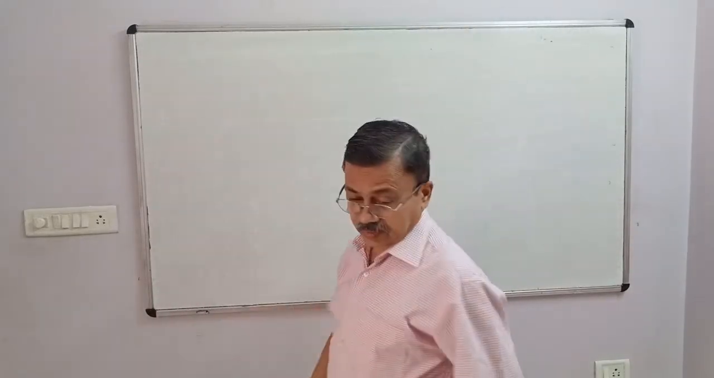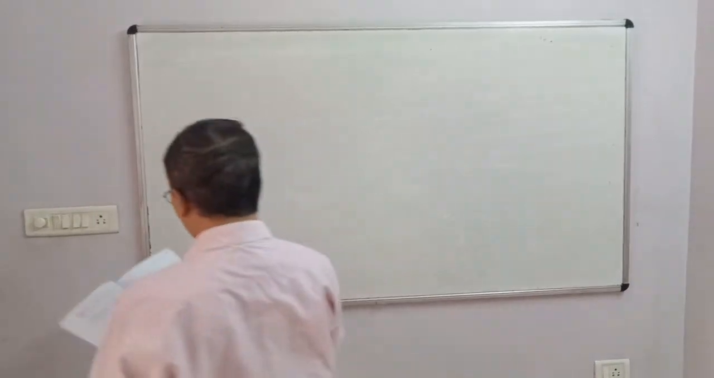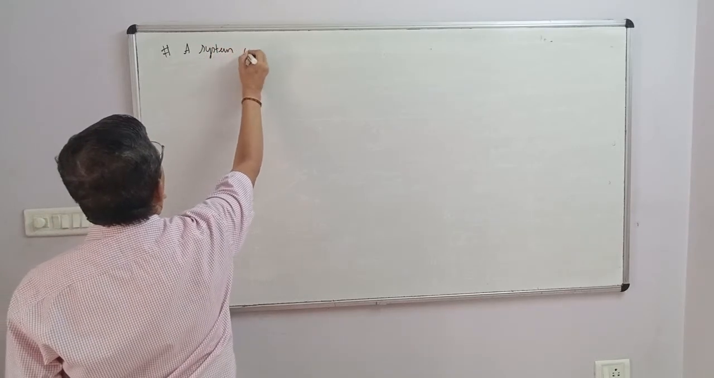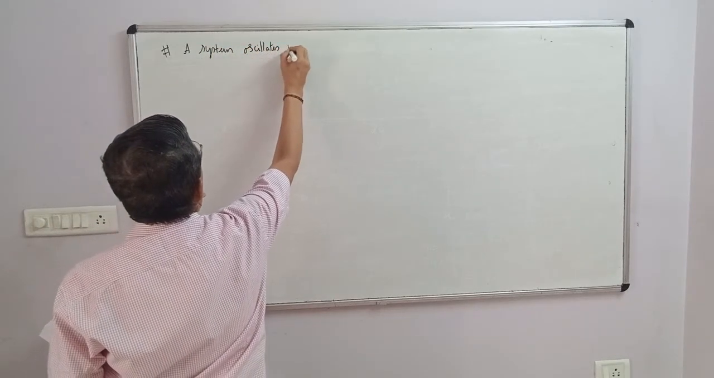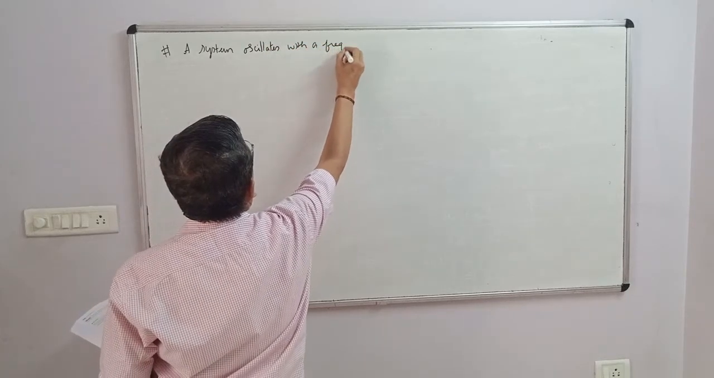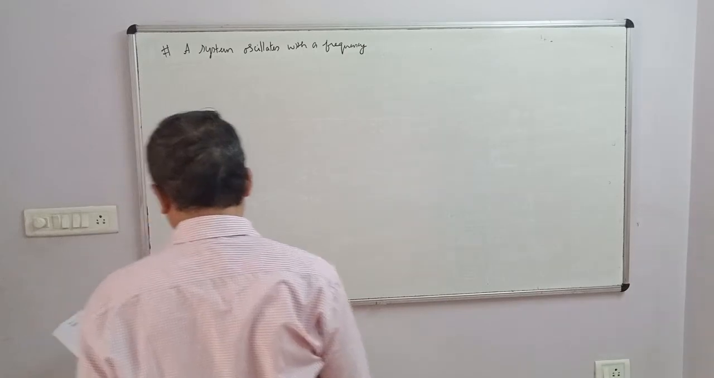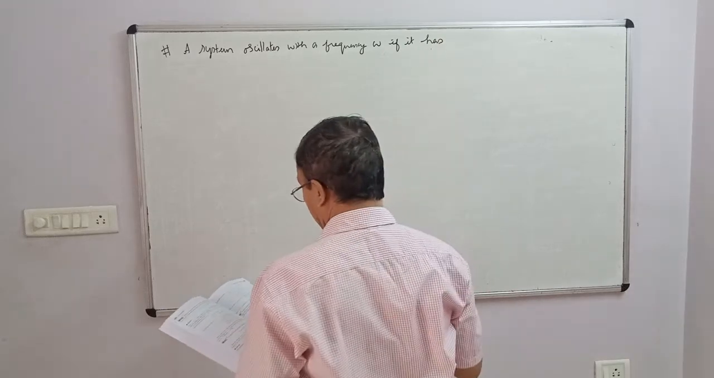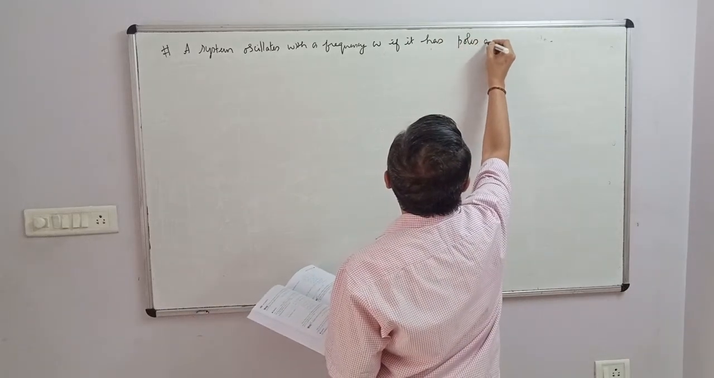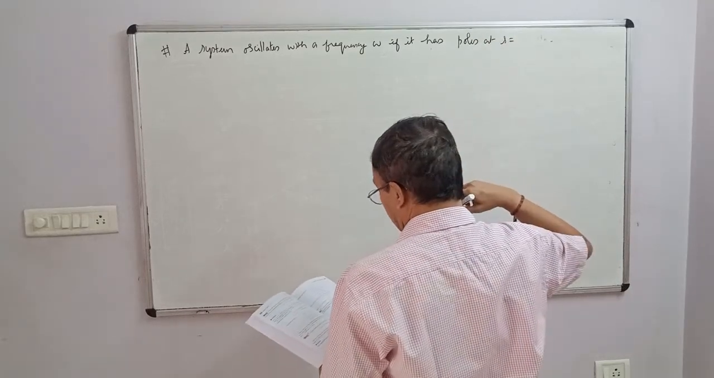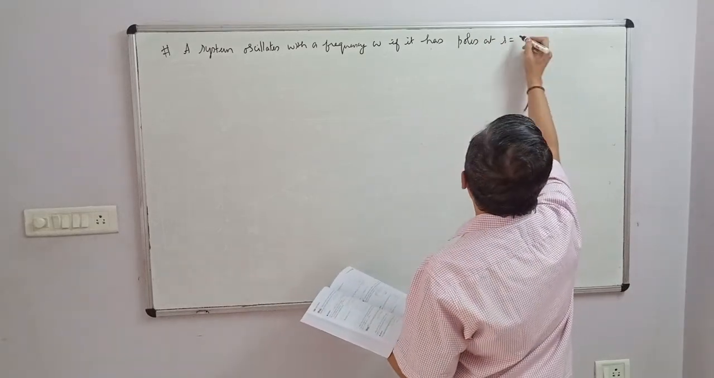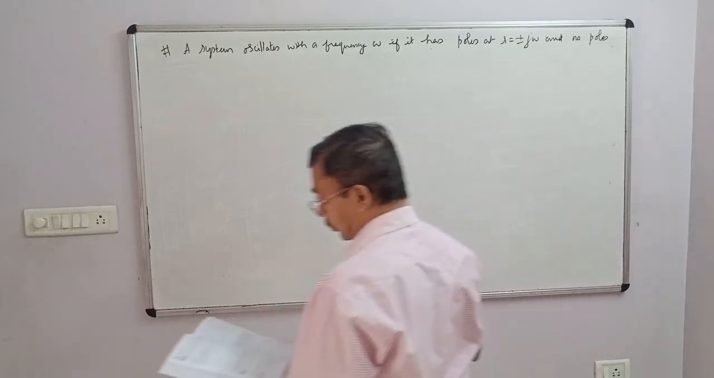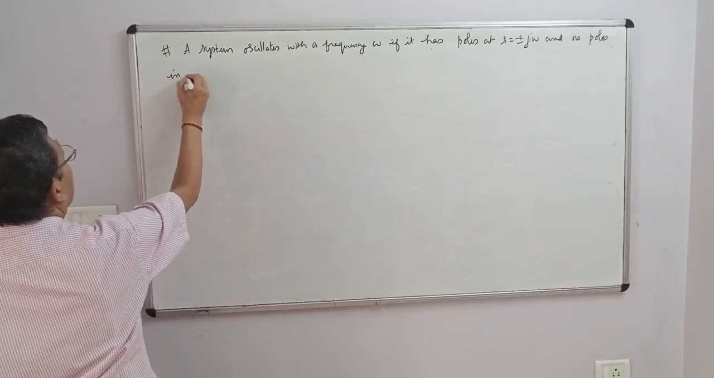Next problem. A system oscillates with a frequency omega if it has poles at S equal to plus minus j omega and no poles in the right hand side of the S plane.